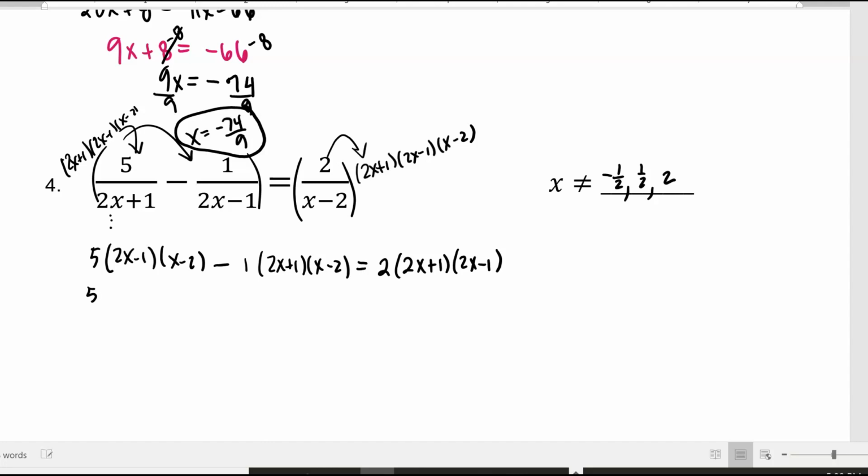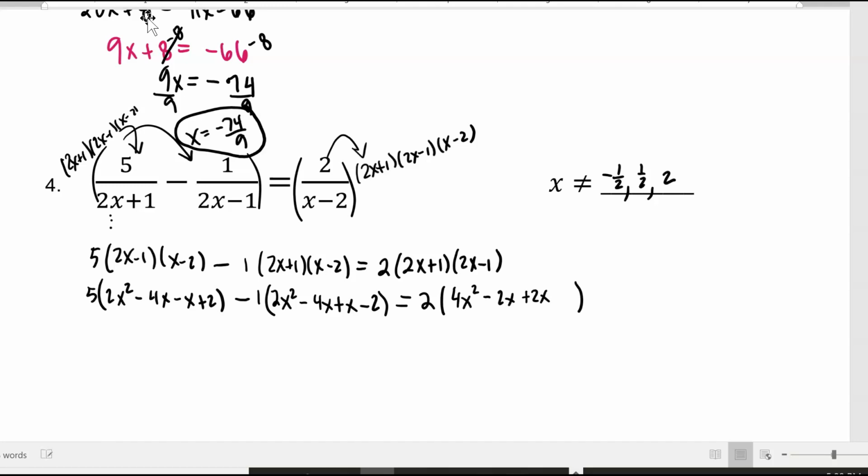Here what I'll do is write down the 5 and 4 here. Then we have 4 again, and 4 again plus 2x. This is a difference of squares, so that middle will cancel out. Then we have 5 times 2x squared minus 5x plus 2, minus 2x squared minus 3x minus 2, equals 2 times 4x squared minus 1.